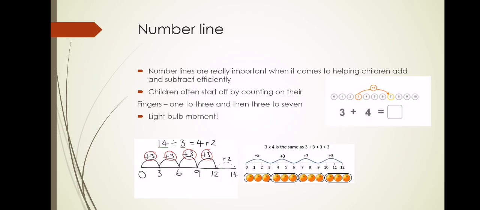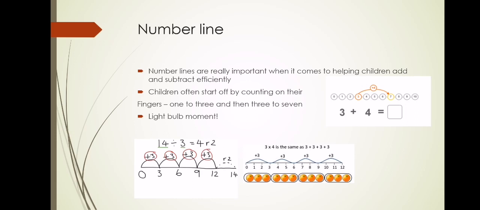We also use number lines quite regularly in our lessons. Now, number lines are really important because they help children to add and subtract efficiently. So one of the things we often see when children start adding is if they were adding 3 and 4, they would use their fingers, they would count 3 fingers, then they would count 4 fingers, then they would have to go back to 0 and count their fingers on again to 7 to find the total.